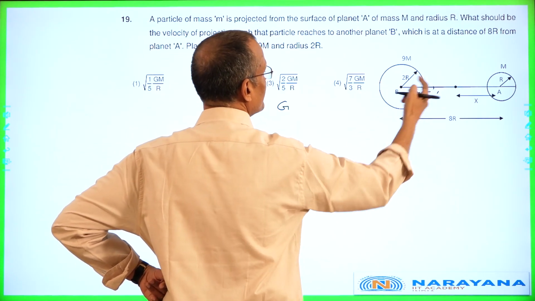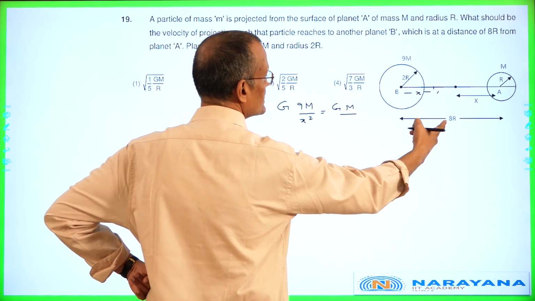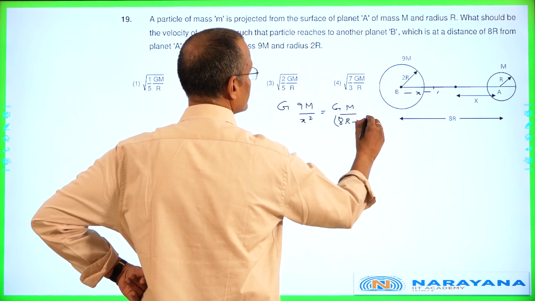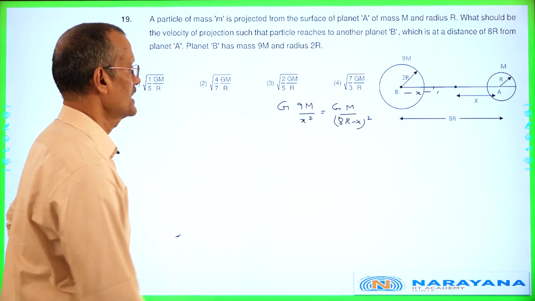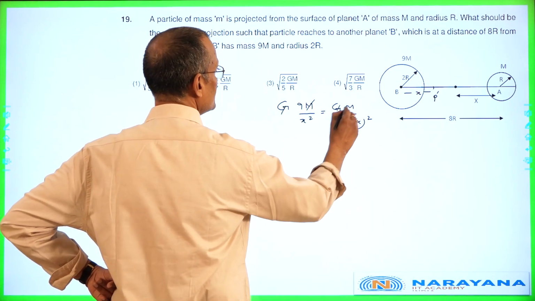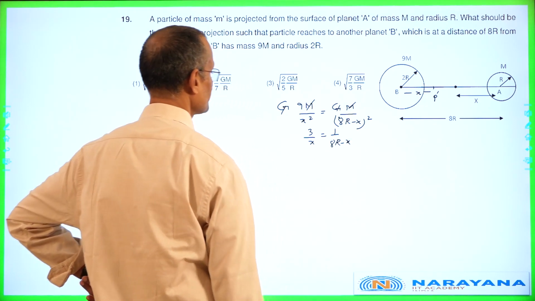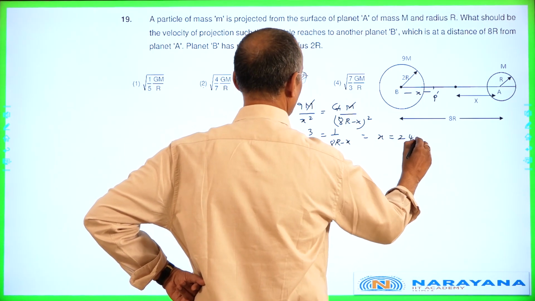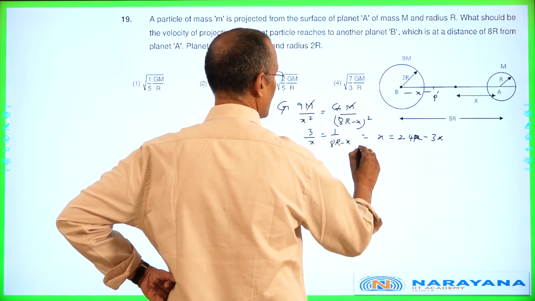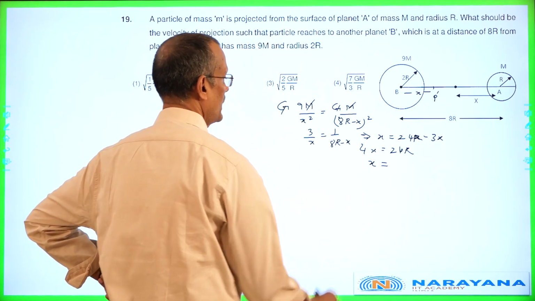So, g due to this gravitational field at a distance x is GM by x squared, and here it is 9GM, and this distance is 8r minus x squared. Clear? So, the gravitational field due to this and the gravitational field due to this at the neutral point must be equal. So, GM, GM cancel, take out root 3 by x equal to 1 by 8r minus x. So, you are getting 24r minus 3x equal to x, so you are getting 4x equal to 24r.